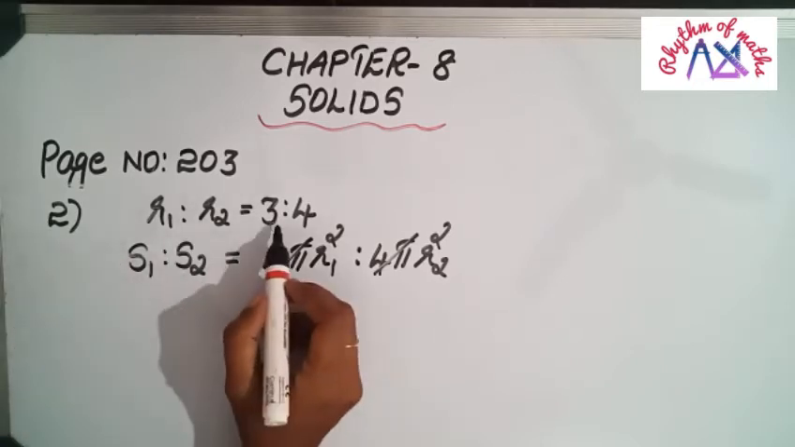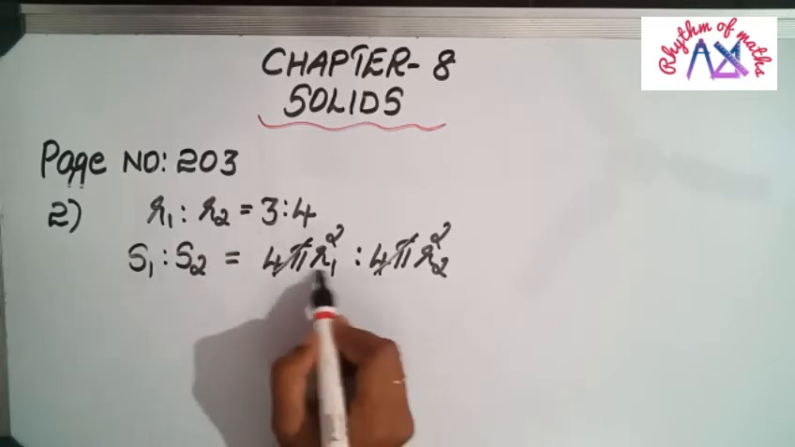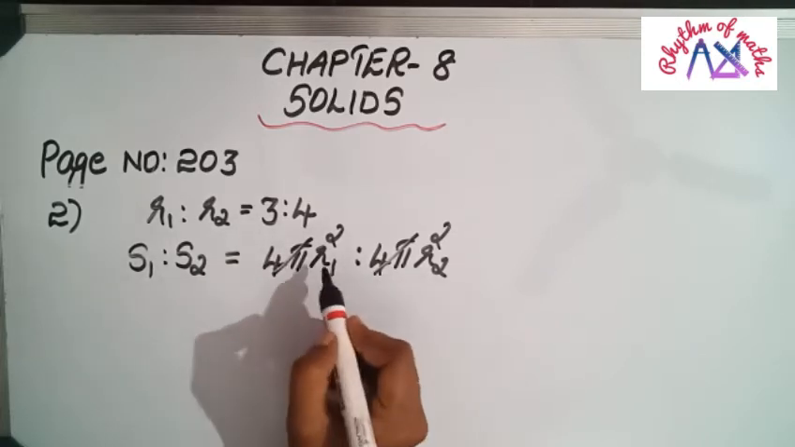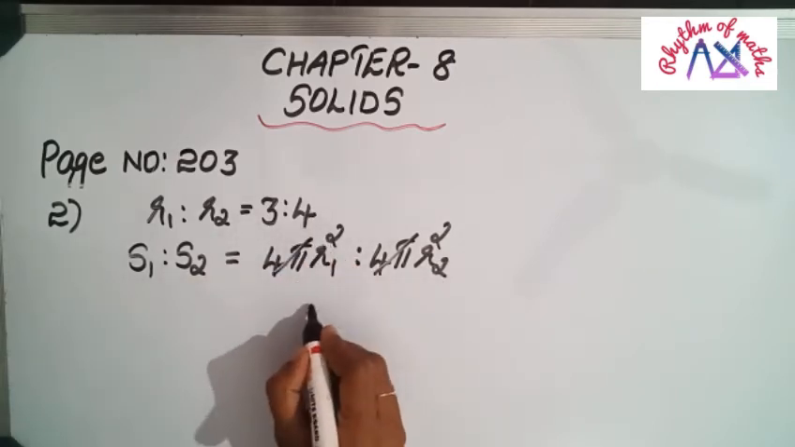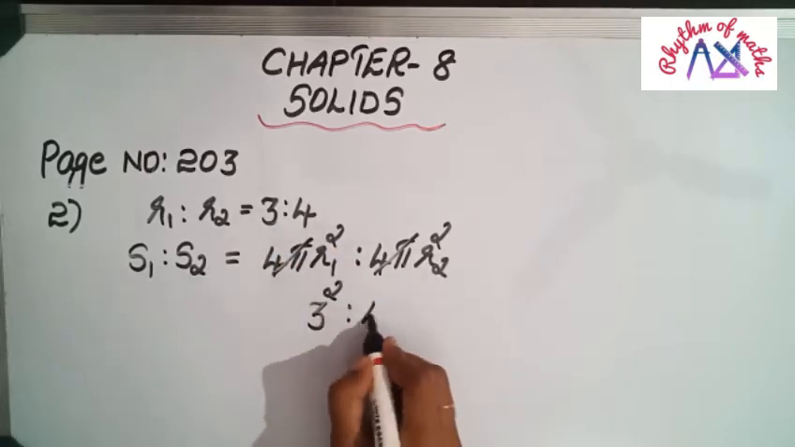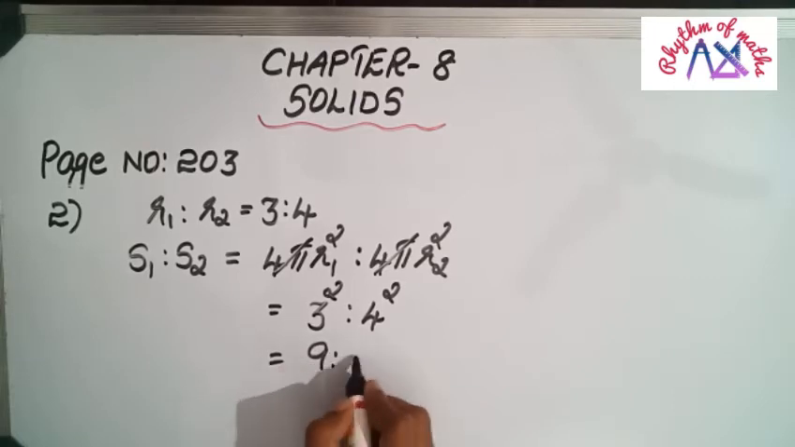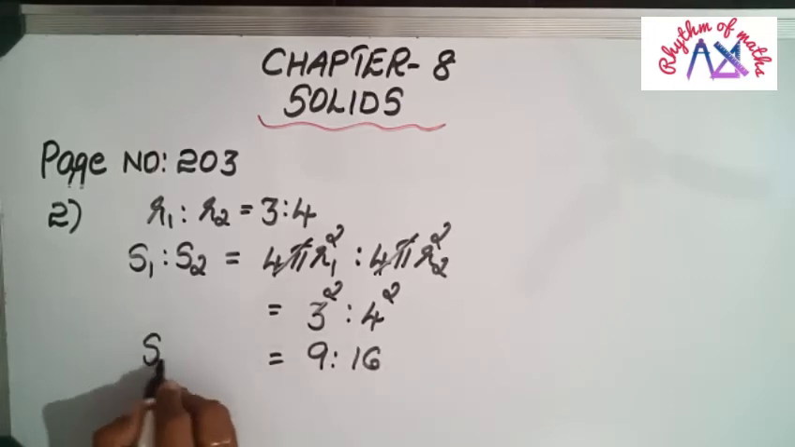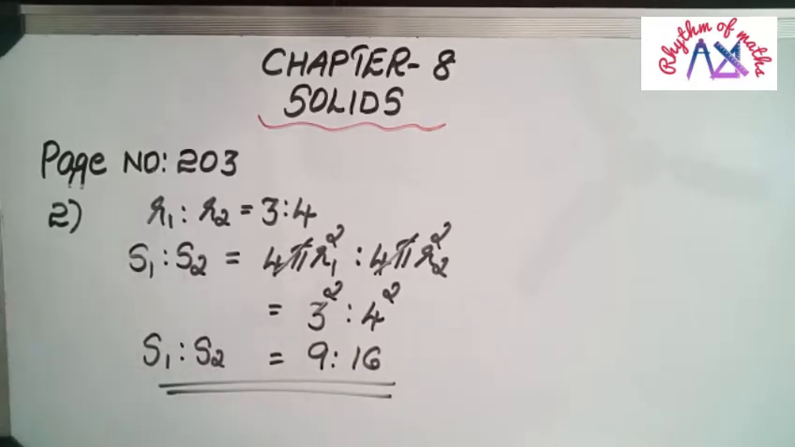Okay, from the previous section, we found R1 as 3 and R2 as 4. Ratio 3 is to 4. Here also we are applying ratio. That's why we can write R1 as 3 and R2 as 4. So 3 square is to 4 square. That is 9 is to 16. So 9 is to 16 is the ratio of surface area of these two spheres. Okay, so this is the second one's answer.